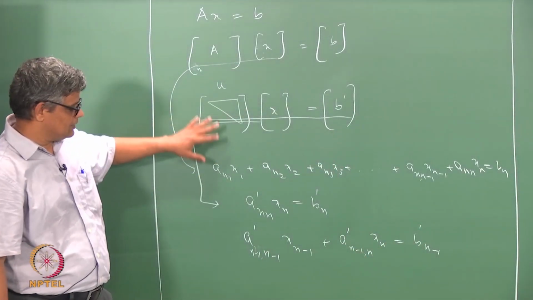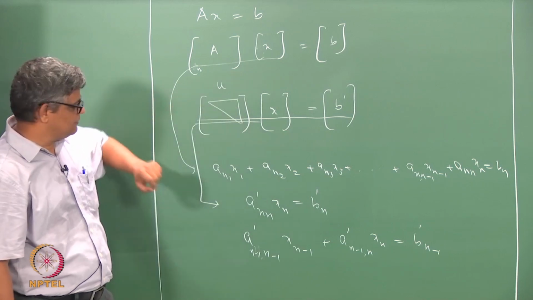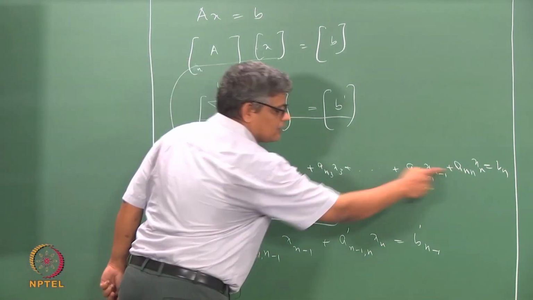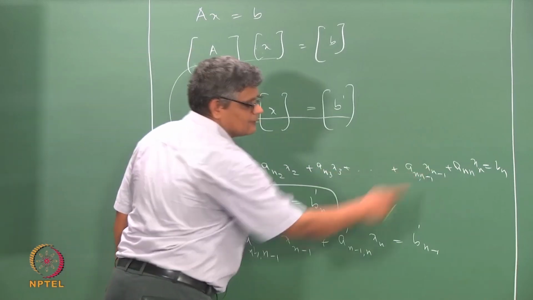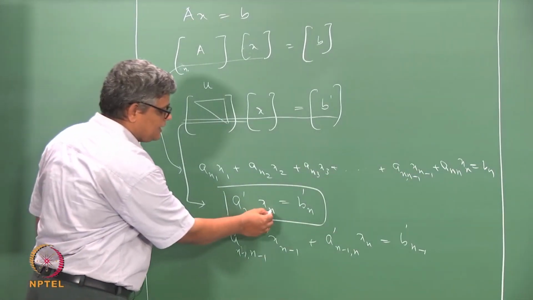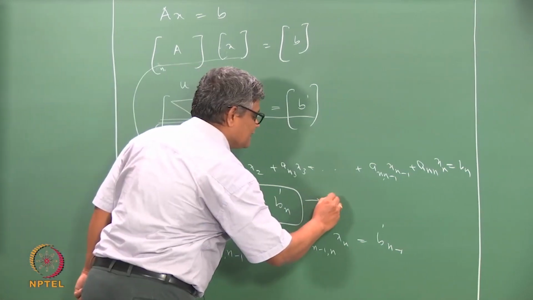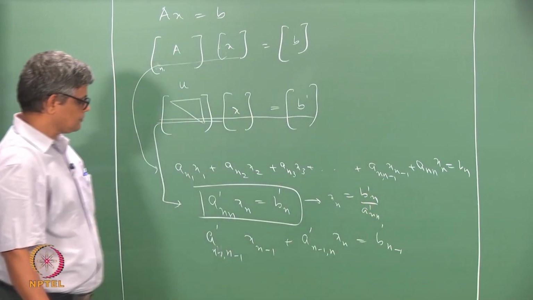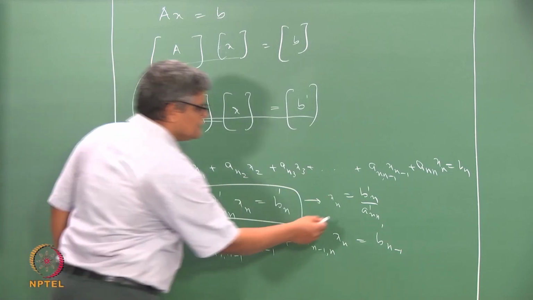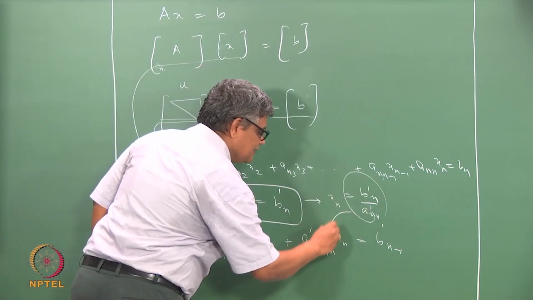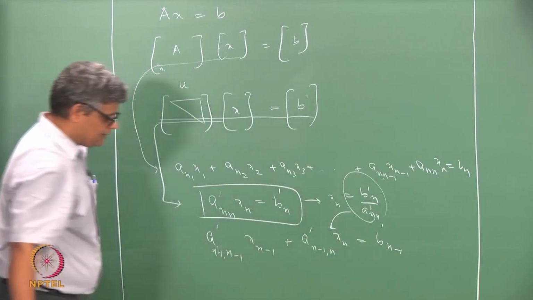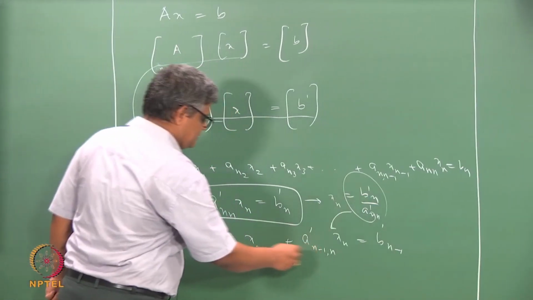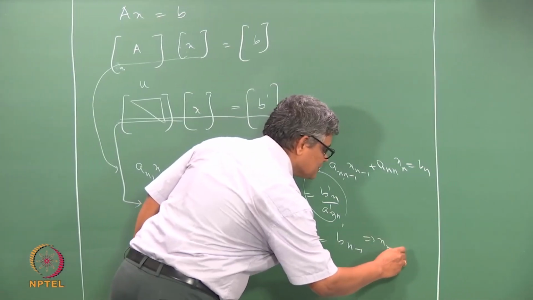So in this transformed rearranged set of equations, the last equation is simplified from one which involves all the variables, all the way from x1, x2, x3 up to xn, into an equation involving only xn as a variable. So from this we can directly get xn as b prime n by a prime nn. And once you have xn, you can substitute this value in the previous equation, which contains only xn minus 1, and get xn minus 1.